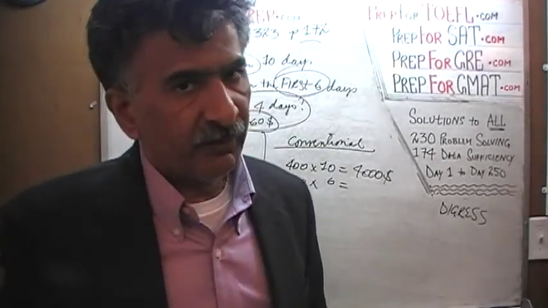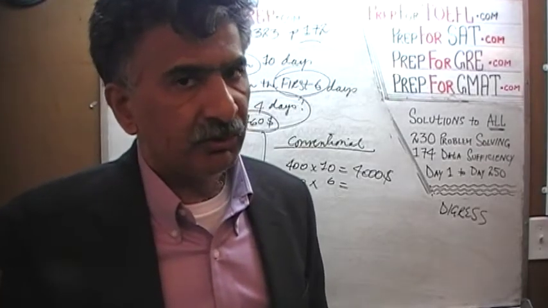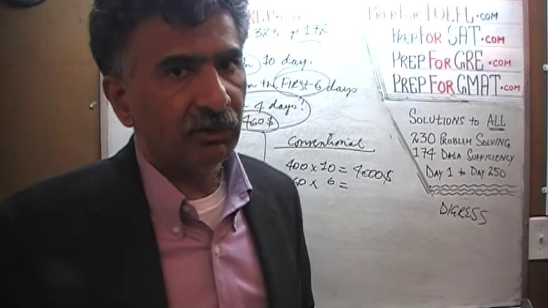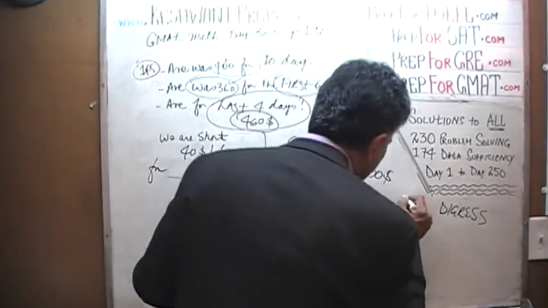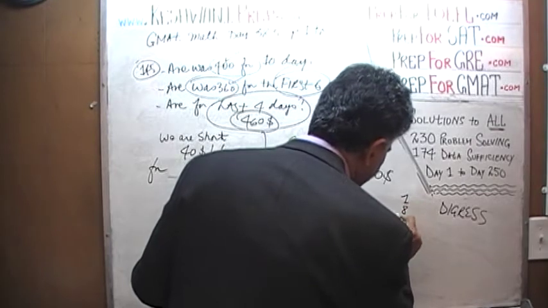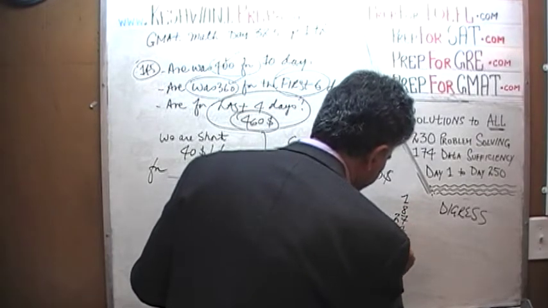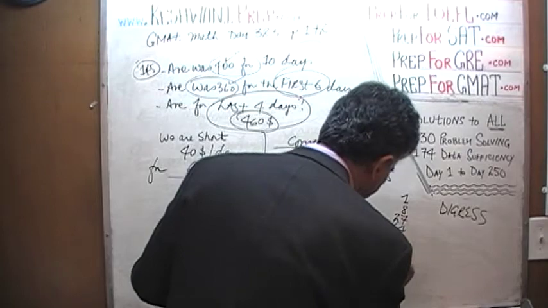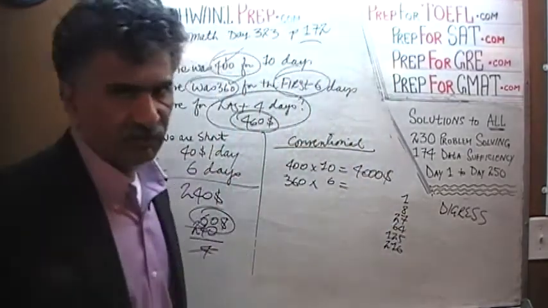You must know your squares, as I always remind you, 1 through 20, and you must know your cubes. You must know at least a few of the cubes. For example, 1 cube is 1, 2 cube is 8, 3 cube is 27, 4 cube is 64, 5 cube is 125, and 6 cube is 216. You must know these basic things.